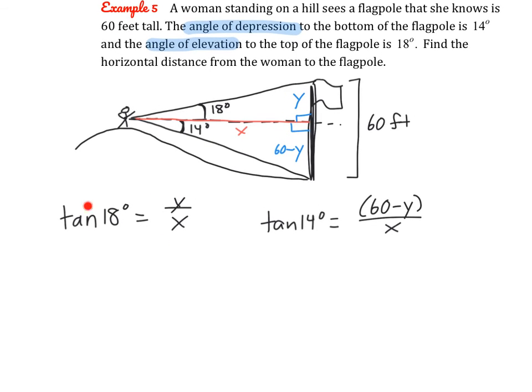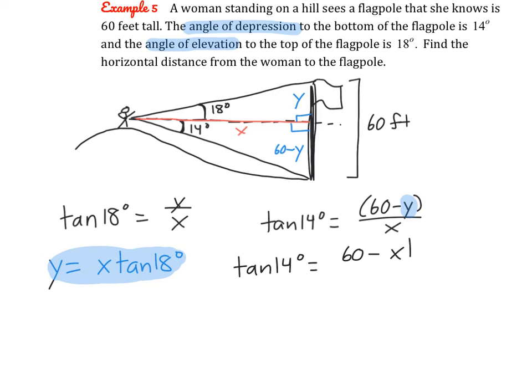So from here, for my first equation, you can see that I can pretty quickly solve for y. y equals x times the tangent of 18 degrees. So I can take this statement, and since I know that that's what y is equal to, I can plug it in right here. So we can say the tangent of 14 degrees equals 60 minus x times the tangent of 18 degrees all over x. So from here, I'm going to multiply both sides by x.